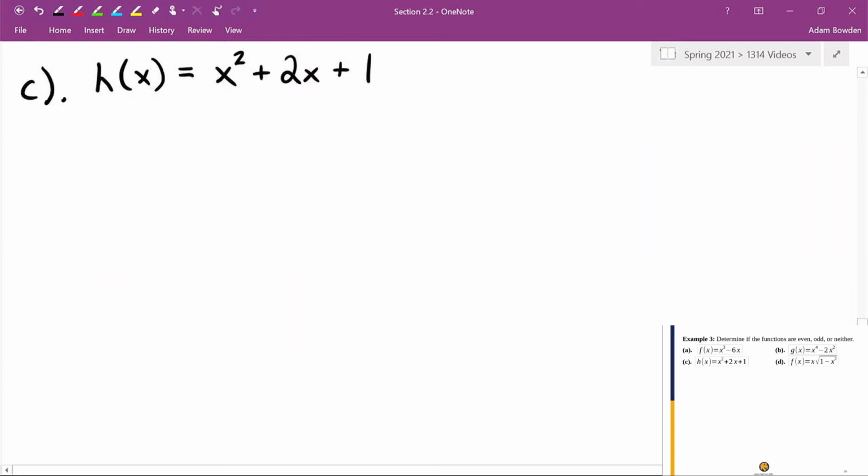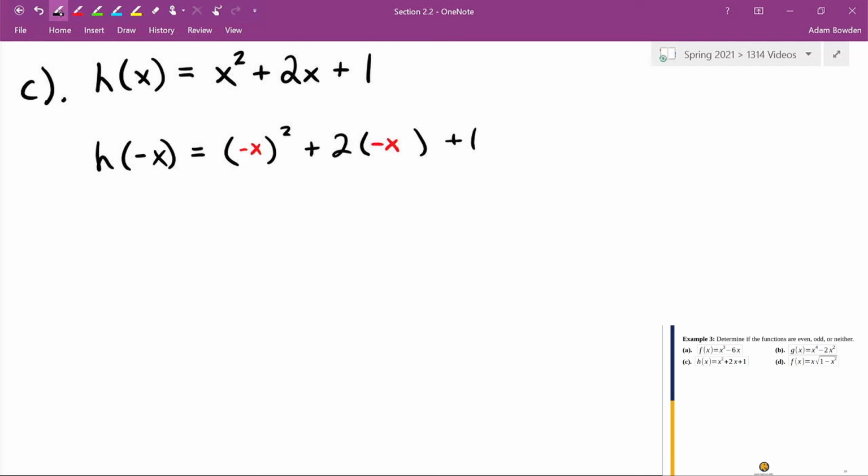Now if we look at this function, h of x is equal to x squared plus 2x plus 1. We'll do the same thing that we've been doing in the last few examples. We're going to plug in a negative x and see what happens. Well, in this case, notice how negative x squared will change back into positive x squared. However, 2 times negative x will now be negative 2x, and at the end, we'll still have plus 1.